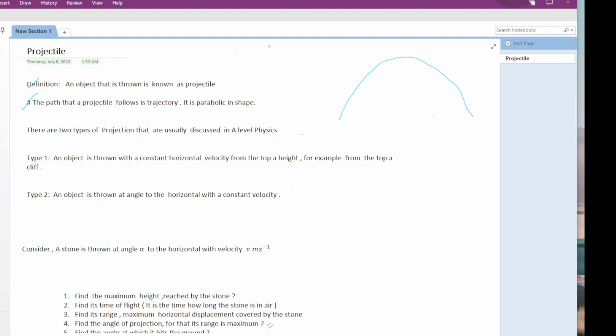There are two types of projection that are usually discussed in A-level physics. Type 1: an object is thrown with a constant horizontal velocity from the top of a height, for example, from the top of a cliff. Type 2: an object is thrown at angle alpha to the horizontal with a constant velocity.